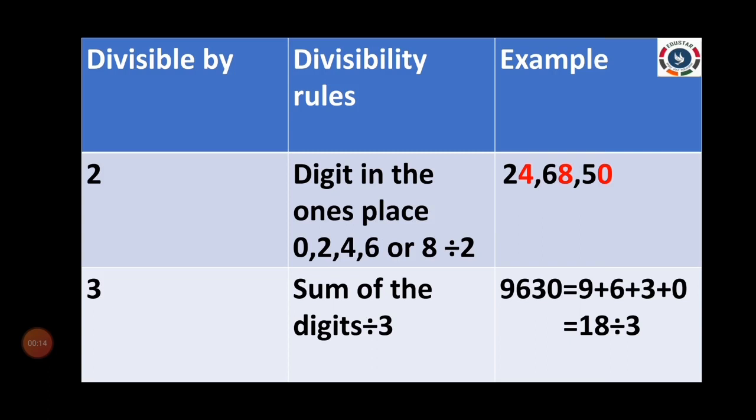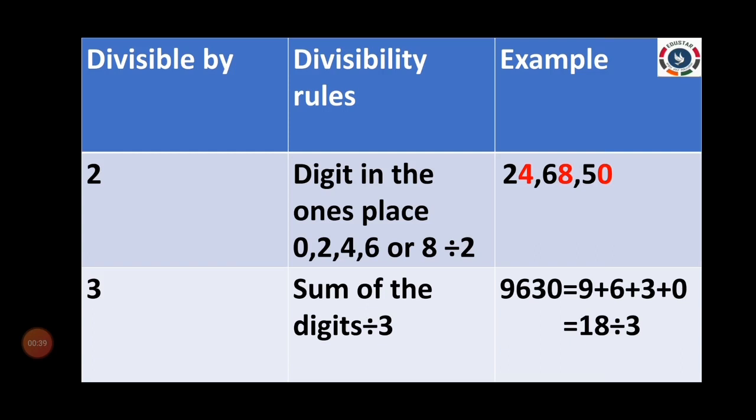Number 2, digit in the ones place 0 or 2 or 4 or 6 or 8. If even a single number is present at the last one digit place, I mean ones place, that is divisible by 2. Example is given 24, 68, 50. So the ones place 4 is there, and second number 8 is there, and third number 0 is there. So it is all divisible by 2.